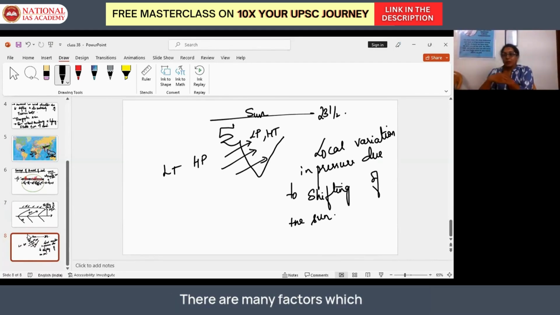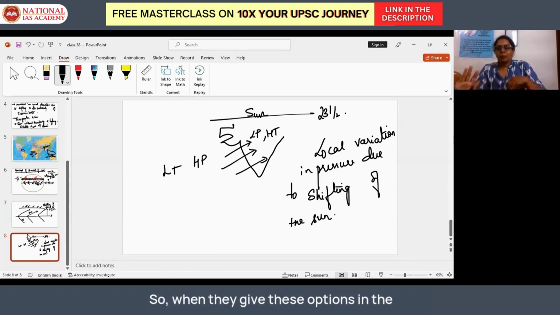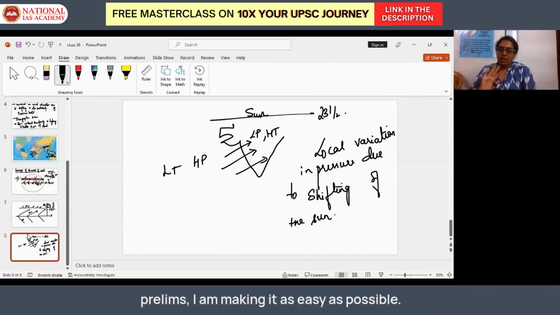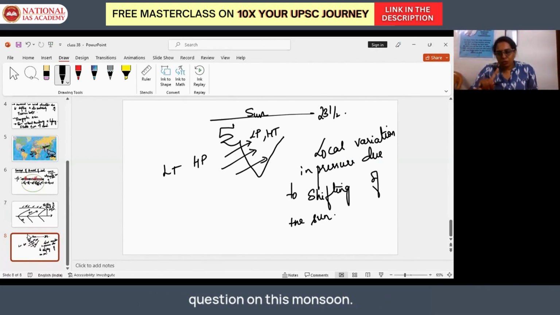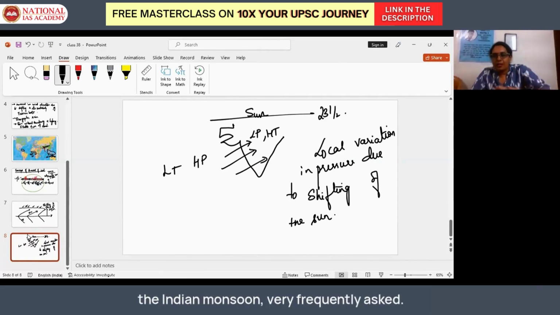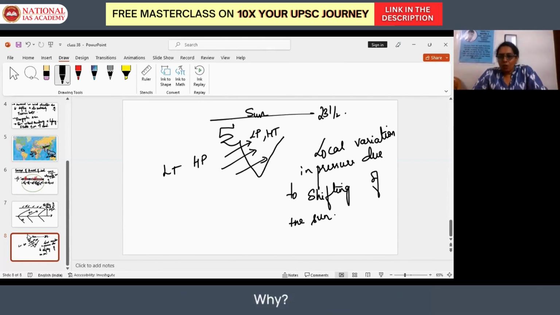So these are the first two factors. There are many factors which influence your monsoon. When they give these options in the prelims, I am making it as easy as possible. Always there is one main question on this monsoon. They frequently ask the factors which affect the Indian monsoon. Very frequently asked. Why? Because you are seeing a change in the trend of monsoon.